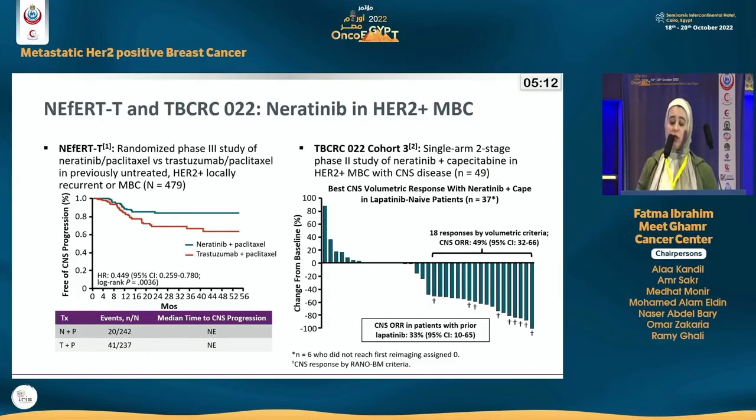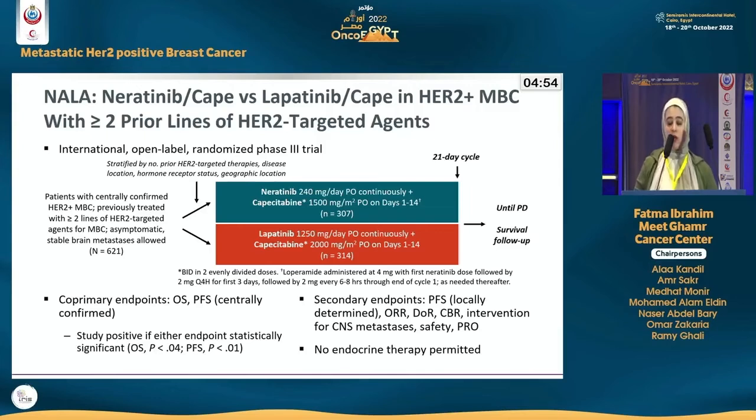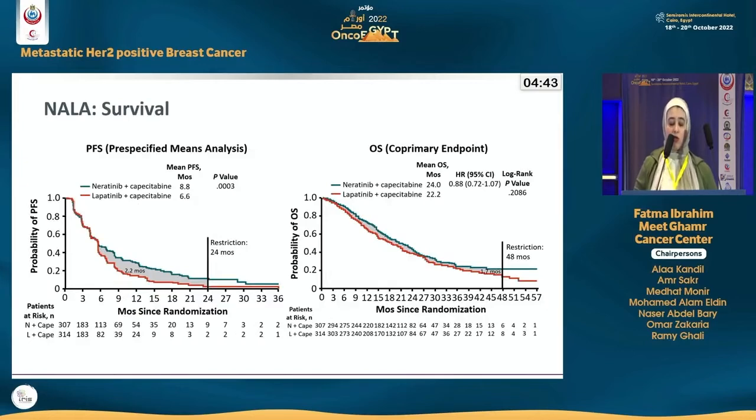Another trial, a single-arm phase 2 study of neratinib plus capecitabine in HER2-positive metastatic breast cancer with CNS disease. It showed an overall response rate of about 33% in patients with prior treatment with lapatinib. NALA trial, neratinib plus capecitabine versus lapatinib plus capecitabine in HER2-positive metastatic breast cancer with two or more prior lines of HER2-targeted agents. We can see there was significant improvement in progression-free survival and overall survival.